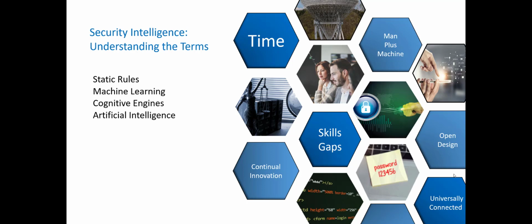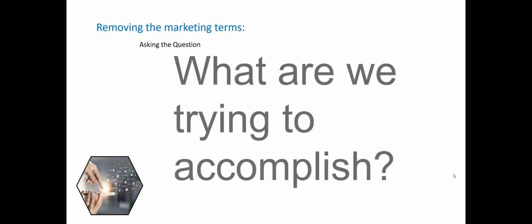There's a lot of hay being made right now on how security intelligence is done. So I decided to take a minute and go through and look at the rules and the way that this actually works. First thing was to remove the marketing terms, because if you ask 3 people, you get 5 opinions, right? So I asked the question, what are we trying to accomplish here? What are we actually trying to get done?